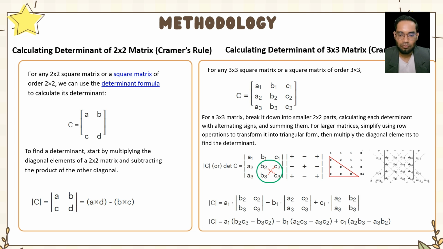For larger matrices, we can refer to the visuals presented here, which have triangular shapes. We simplify using row operations to transform the matrix into triangular form, then multiply the diagonal elements to find the determinant. That refers to the row reduction method. Convert to upper triangular form and multiply the diagonal entries, while accounting for any row swaps, sign changes or scalings.